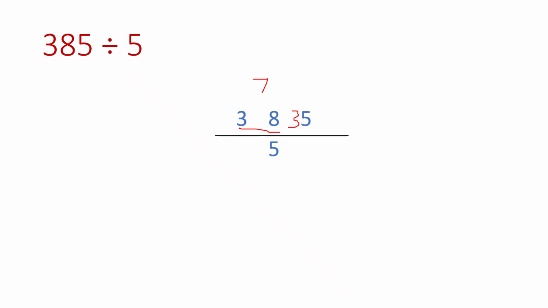Now I'm going to divide this 35 by 5. If 35 is divided by 5, same, 7 times it will be divided. So what will be the answer? 35 minus 35, remainder is 0. So 385 divided by 5 gives me 77. Okay, come, let's go for the next problem.